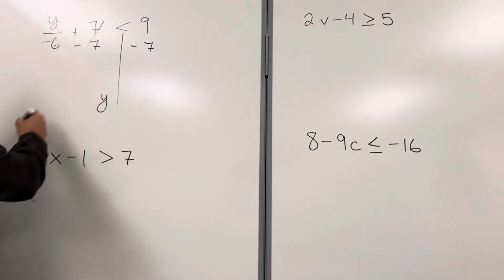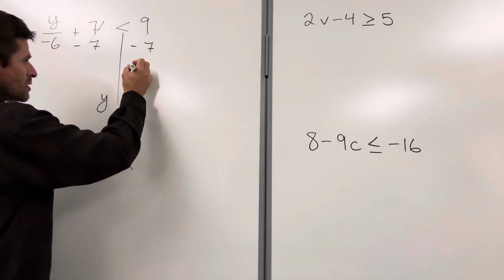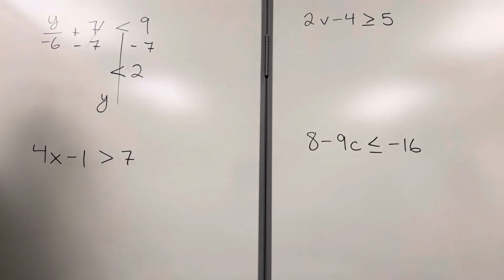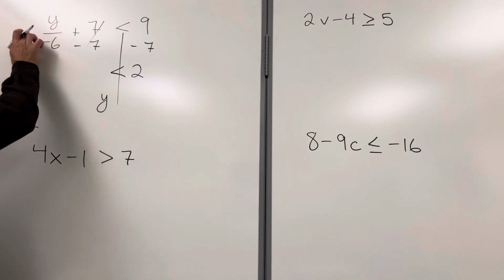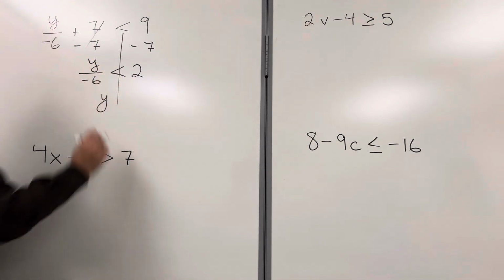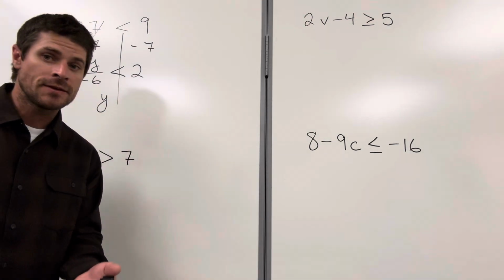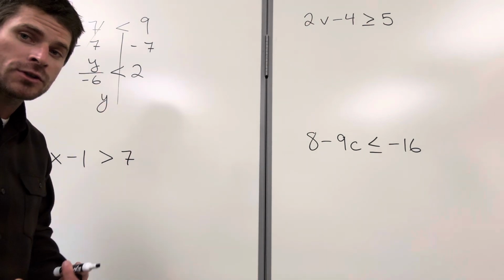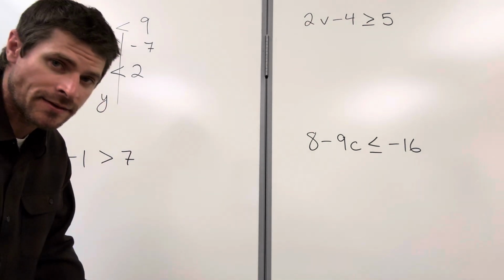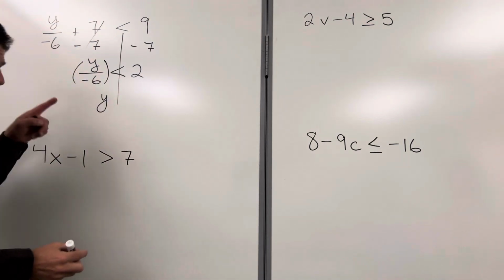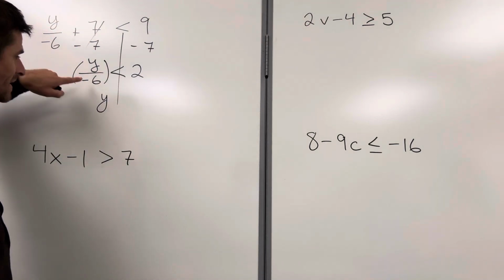Now when that cancels out, 9 minus 7 leaves me with just 2. This inequality needs to stay the same direction that it always is. Y over negative 6 comes down. Now we've got to get rid of dividing by 6 on the left side. So we have to ask ourselves, what's the inverse of dividing by 6? What's the opposite of dividing by 6? That's right, it's multiplying by 6. But in this problem, it's a negative.